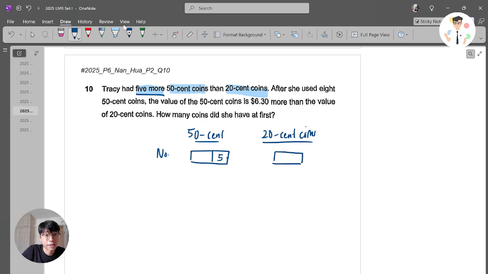And again, I know that this and this will be the same. Okay. Now, what happened is this has happened before. And here says what? After she used 8 50-cent coins. Means that now I need to take out 8 from here. So after, the number now will be a bit weird. You see, I use 8, but here 5. I need 3 more to take away, right?